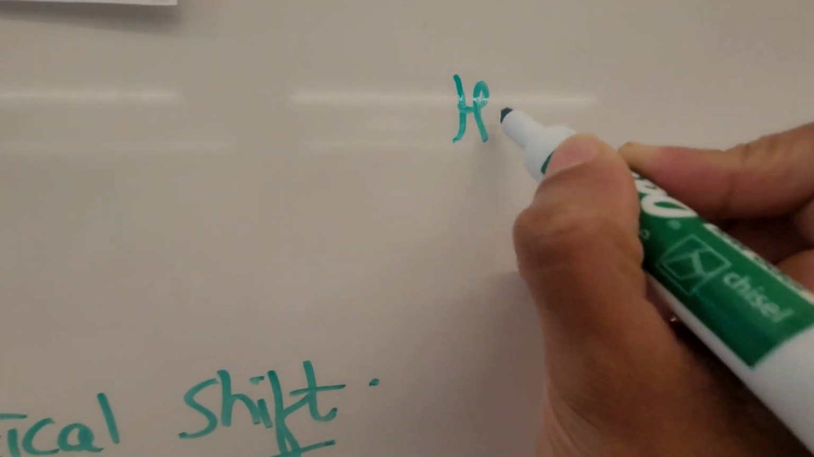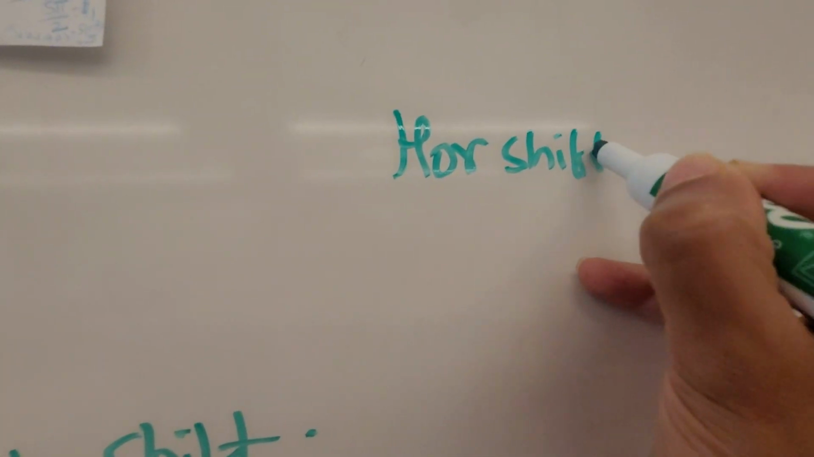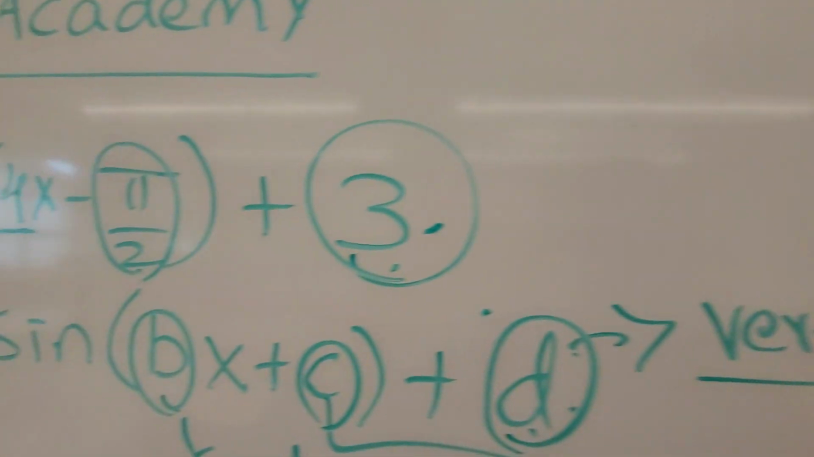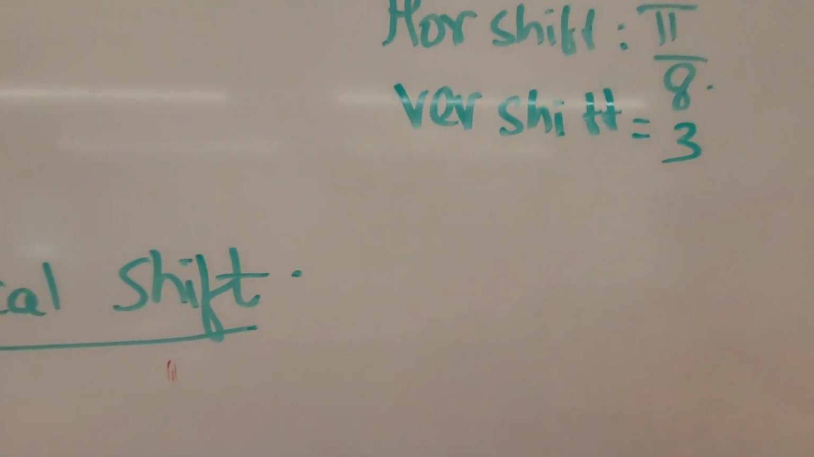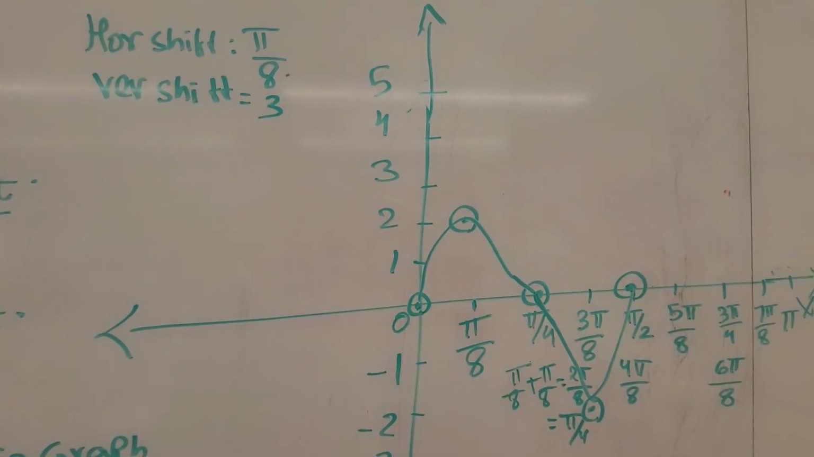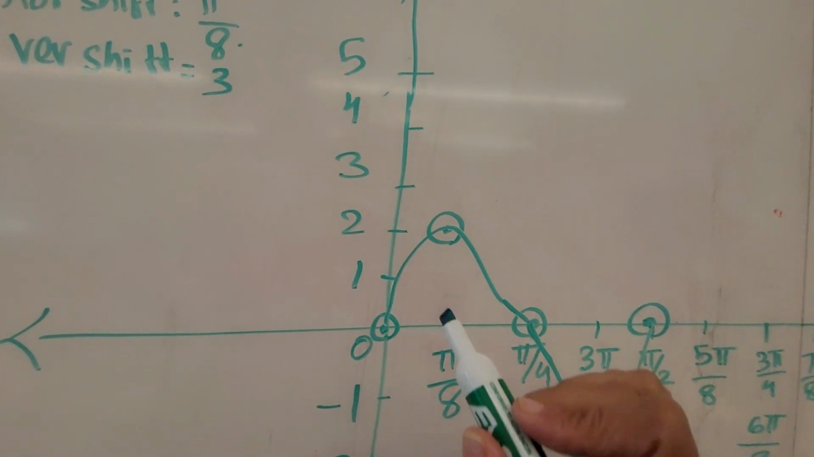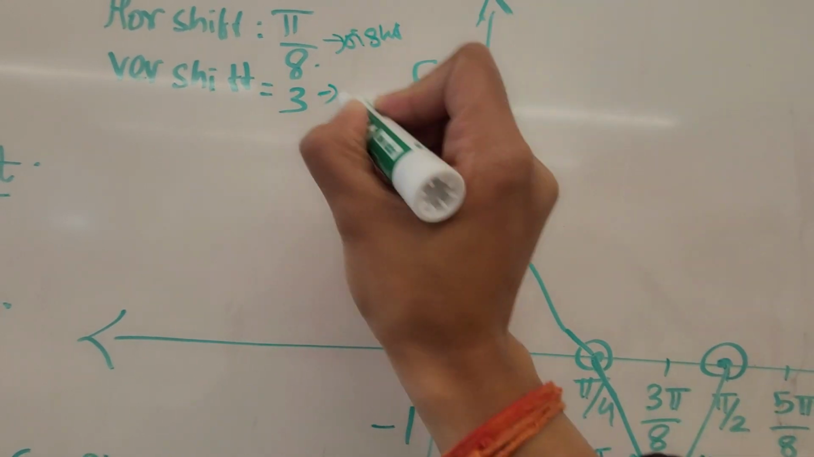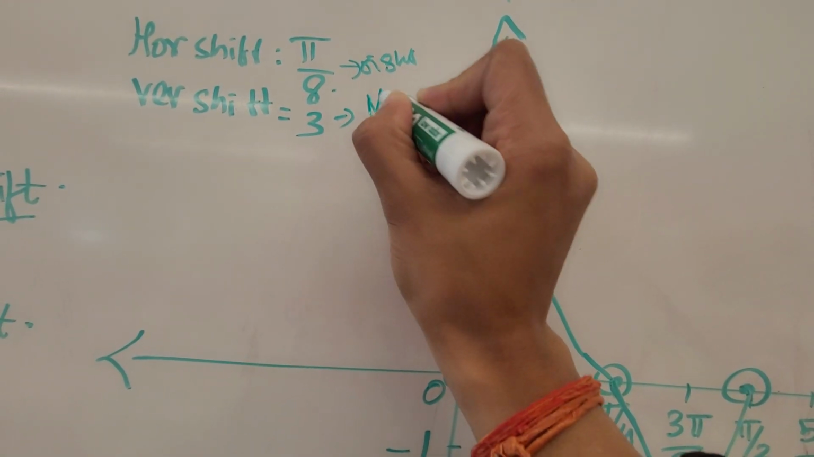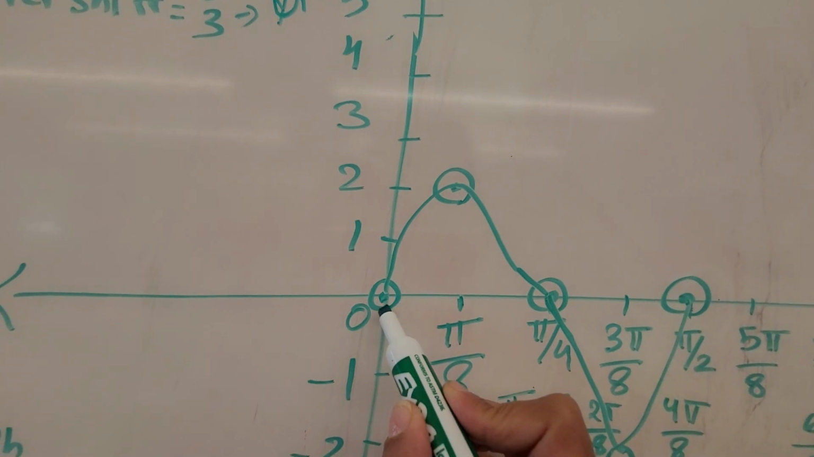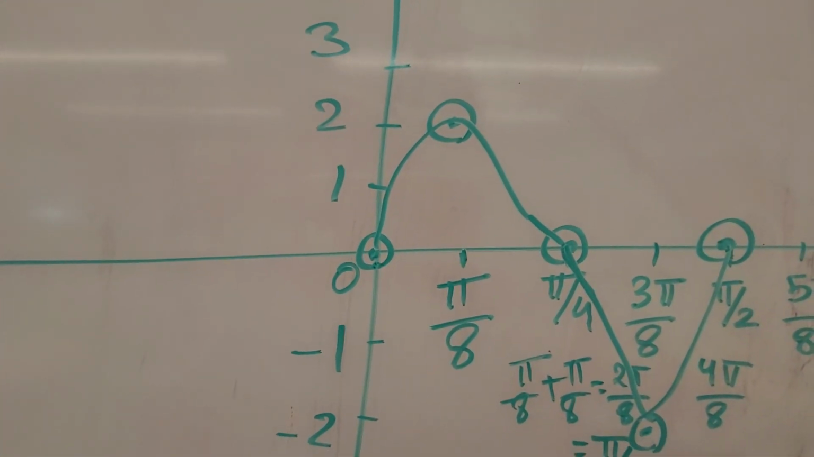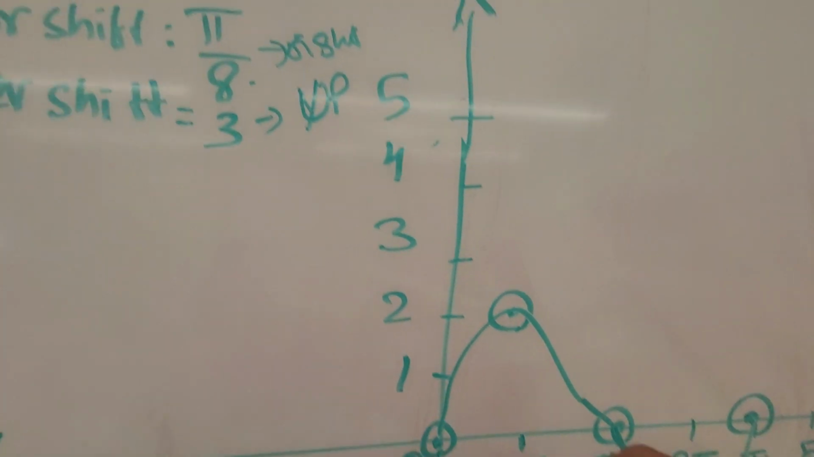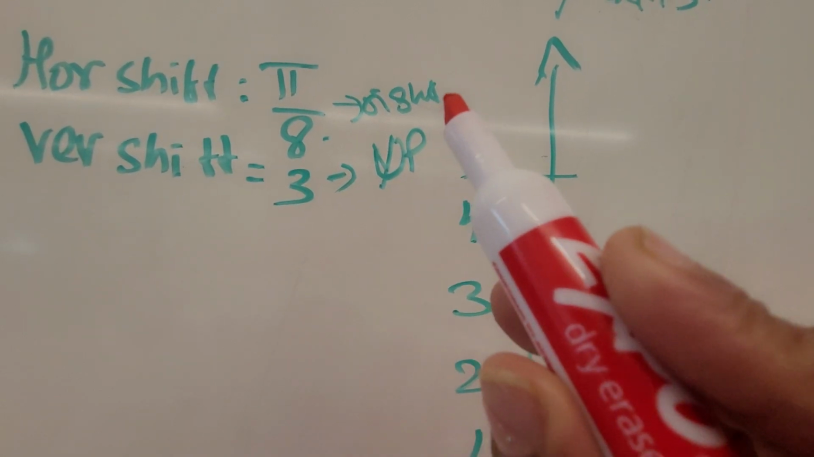So let me write the shifts here for you. Horizontal shift is pi by 8, and vertical shift from this formula is 3. Now I'm going to take this standard graph and apply the shifts. It says pi by 8 units to the right, and the vertical shift is always on the y-axis, so it is up. I need to move the 0 point here. Let me change the color. I'm taking my red pen for applying the shifts. So pi by 8 to the right.